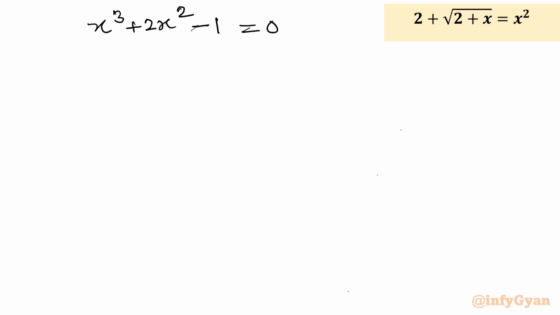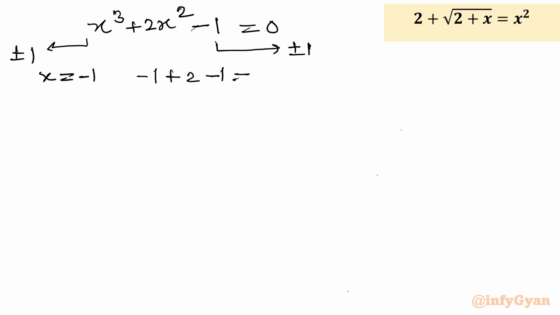Okay, rational root theorem. The eligible factors of the constant coefficient, you can see, are plus minus 1, and the leading term coefficient is plus minus 1. So we can apply values. Let me put x equal to minus 1. So minus 1 plus 2 minus 1. Yes, it is making our equation 0. That means x plus 1 is a factor, so x equals minus 1 is a solution.